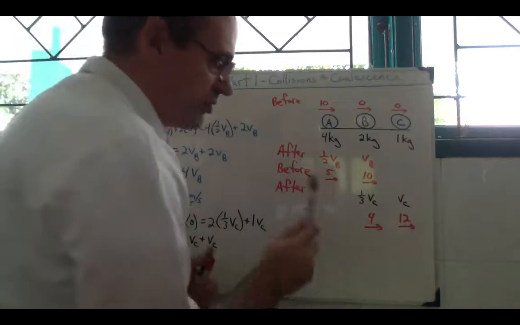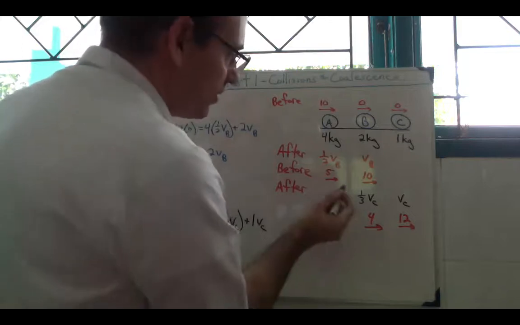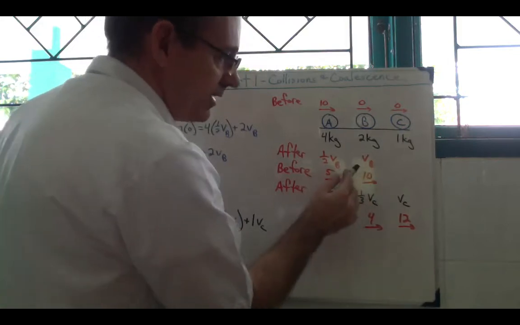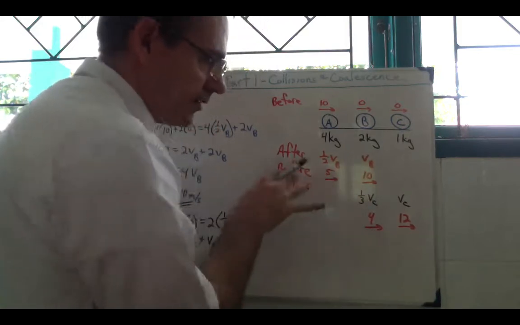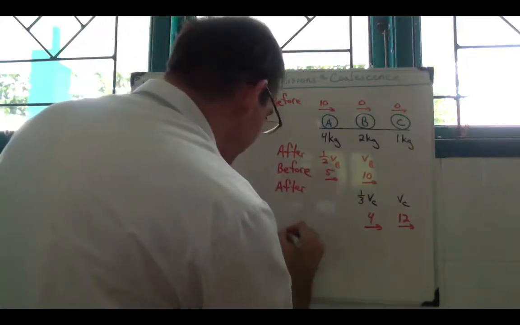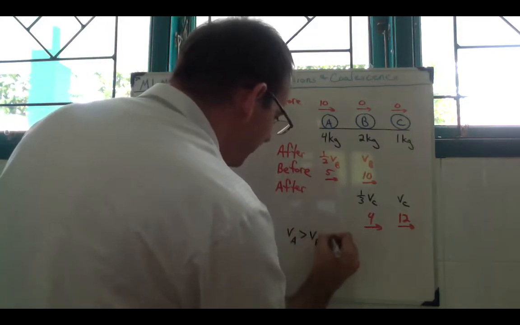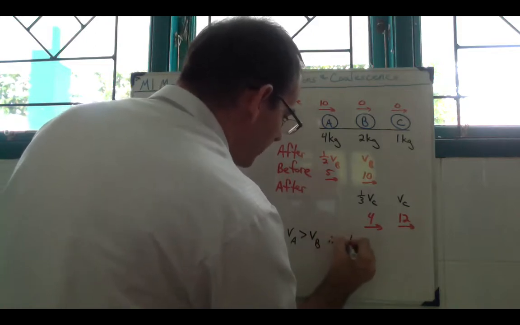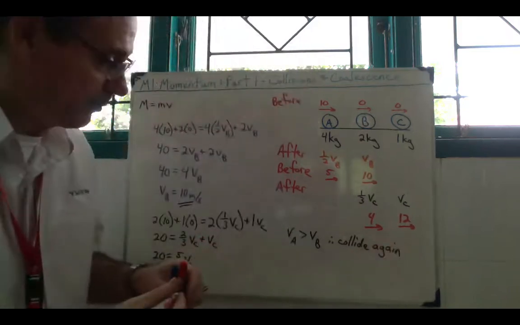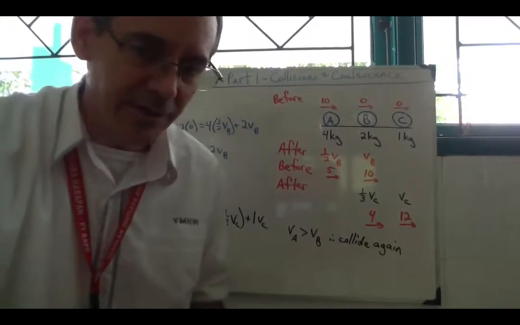Well, notice it says show that A collides with B again. Well, notice the velocity of A is 5. After the second collision, the velocity of B drops down to 4. They're going in the same direction. So what we want to say here is the velocity of A is greater than the velocity of B. Therefore, they will collide again for that part. Okay. So now that we have that, let's go on and look at the third part of the question.